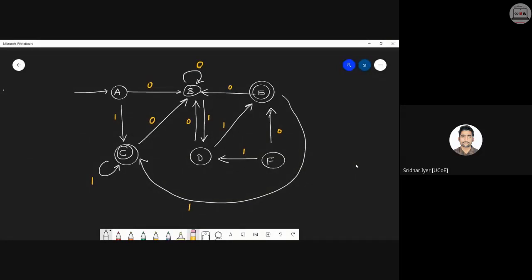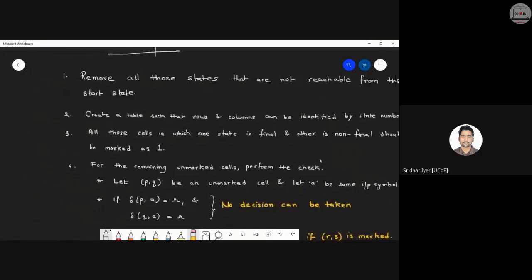F doesn't have any incoming transitions pointing towards it, right? So F is not reachable from the start state. So we remove F from the main diagram. This is your step number one.